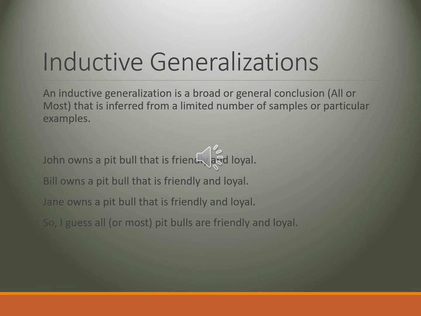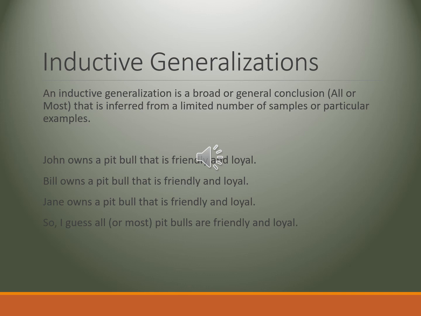An inductive generalization, or just a generalization, is where we draw a general conclusion based on specific individual experiences. Now, we're going to learn down the road that you have to be careful about this, but if you have a large number of experiences and they are normal kinds of cases, then generalization can be a perfectly fine, reliable form of inductive reasoning. For example, John owns a pit bull that is friendly and loyal.